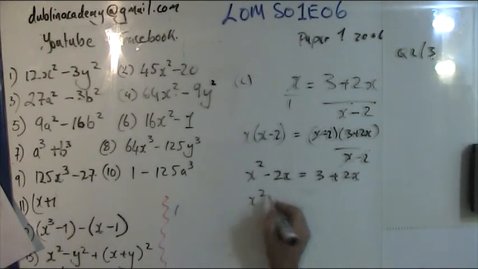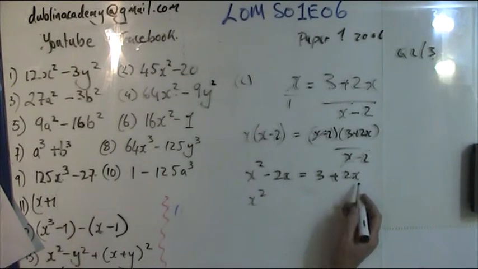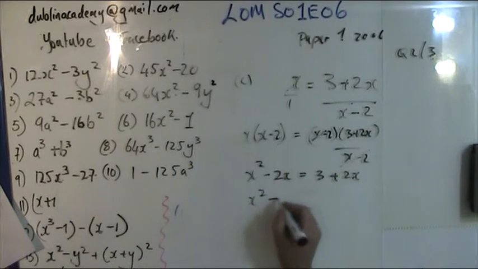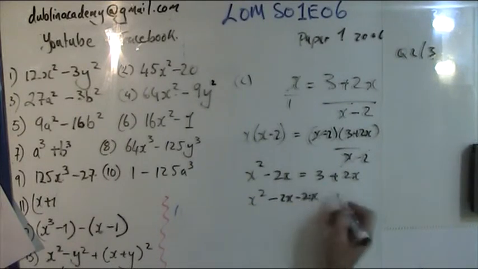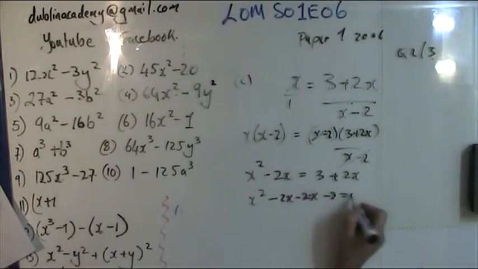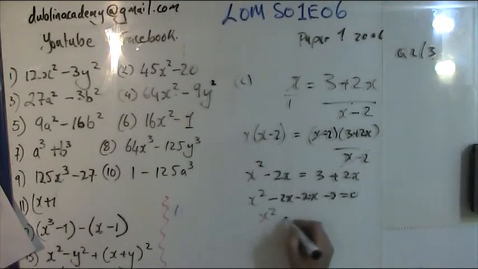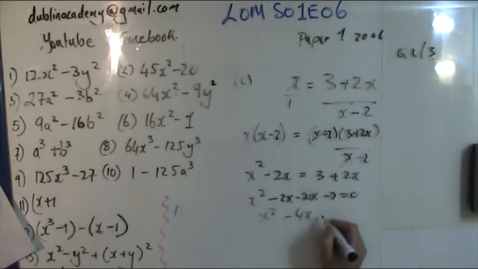And I'm left with x squared. I bring the x's together. x comes over and becomes minus 2x. So minus 2x minus 2x. Bring 3 over, becomes minus 3, is equal to 0. So I'm going to x squared minus 4x, add the like signs, add and keep the sign. And I've got a quadratic here.